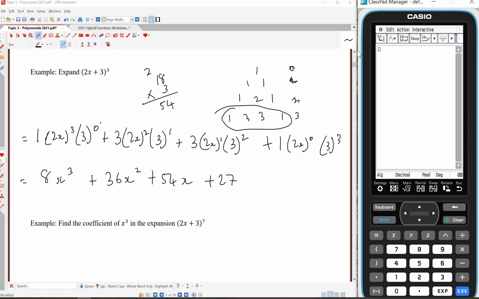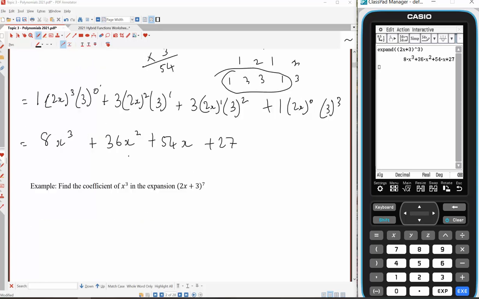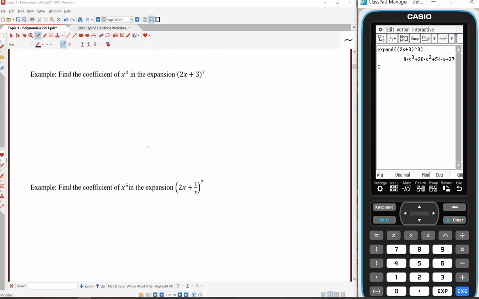Okay, so we can check this out on the calculator as well. So the function we want to use is transform expand, and you feed it the perfect cube or the thing you want to expand, and there it is there. Okay, it can also be used to find the coefficient of certain terms in an expansion.